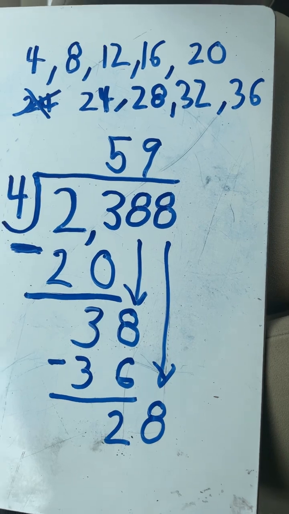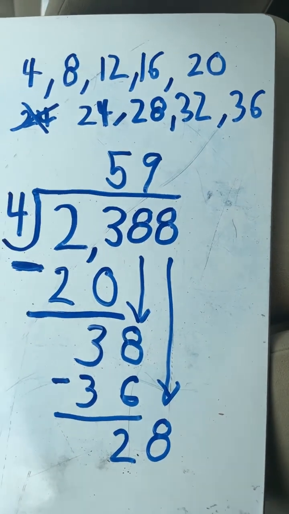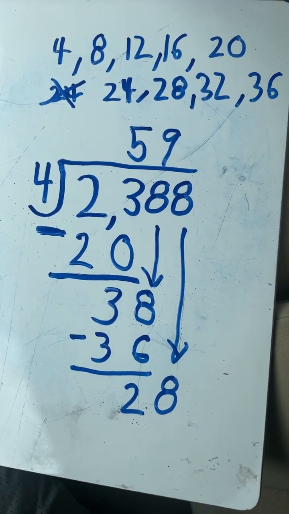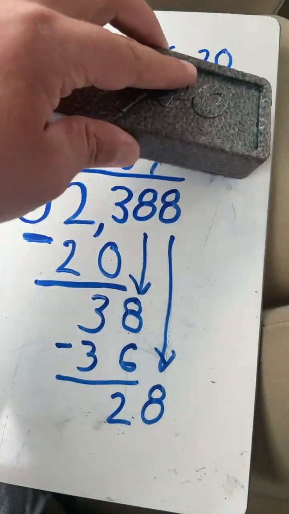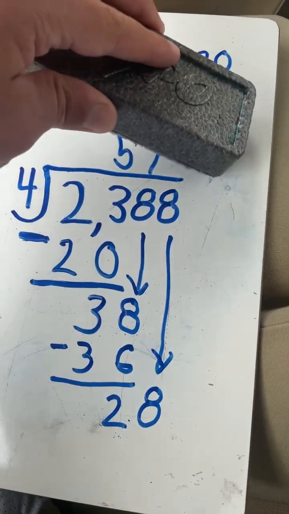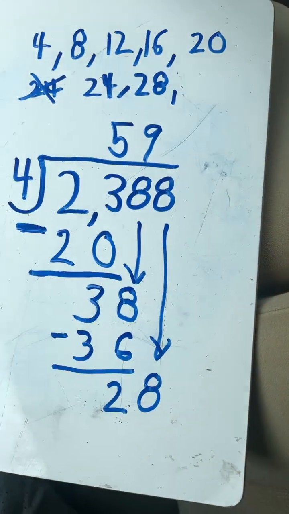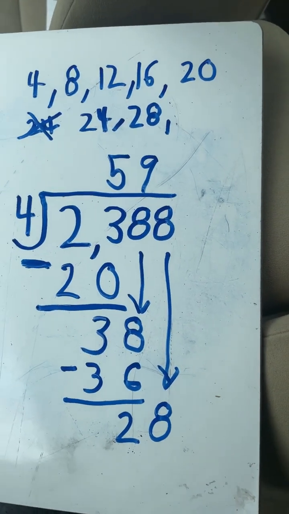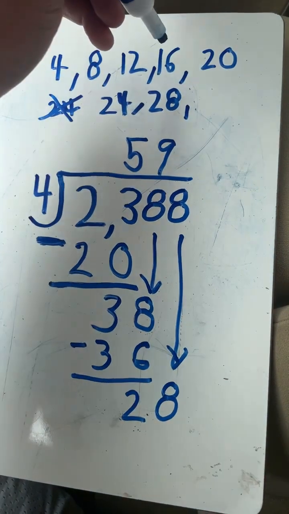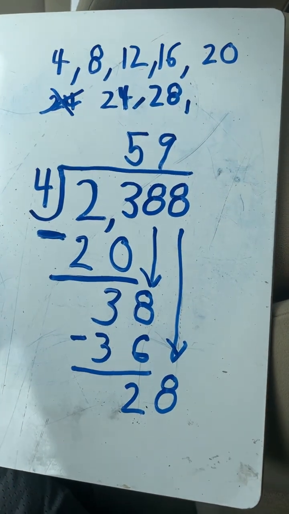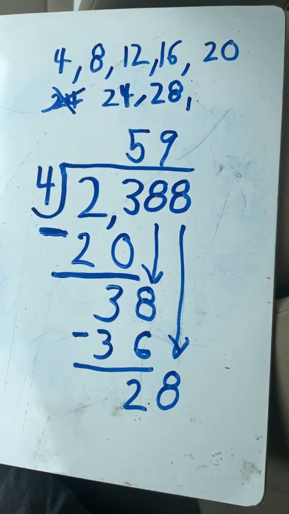Grab my handy dandy eraser here. So I don't even really need to erase. 28 was one of the numbers I landed on, so I can just erase the last 2 numbers I skip counted by. So counting by 4s, 4, 8, 12, 16, 20, 24, 28. So counting by 4s, I had to count by 4 7 times to get to 28.